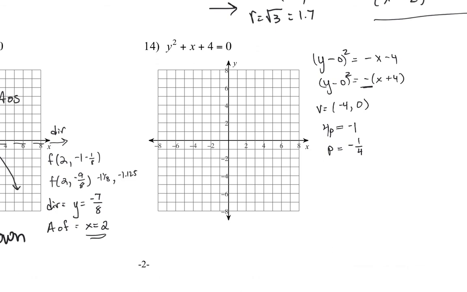Let's go ahead and plot this. Okay, we're going to say negative 4, 0 is right here. The fact that y squared is the term that is squared, and it's negative, means I'm going to be moving this graph, or drawing it, to the left, kind of like this. If I go 1/4 to the left, put the focus, it's going to be somewhere right in here. That's where the focus is. The directrix is going to be back here a little bit.